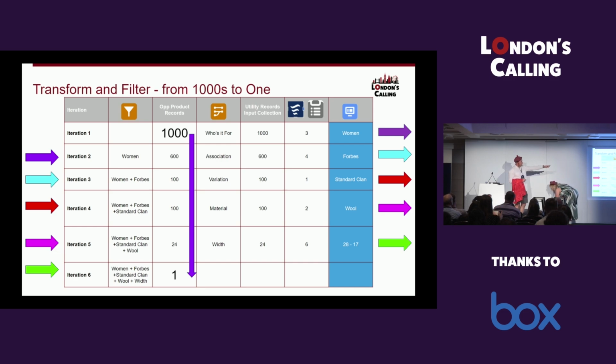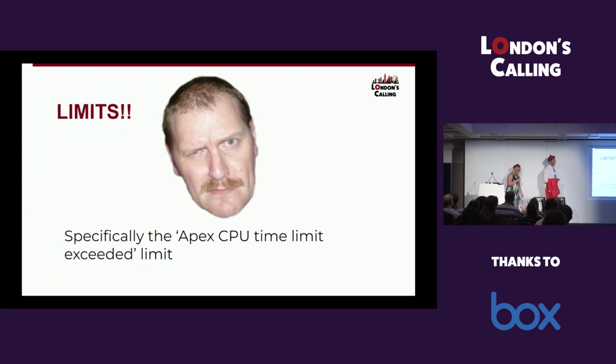Nice. And you see sometimes, for standard clan, the option is just 1, and then we don't actually filter. We could have just skipped that question, but like Claire says, ultimately we go down to 1. But it wasn't all plain sailing, and limits was a problem we had.